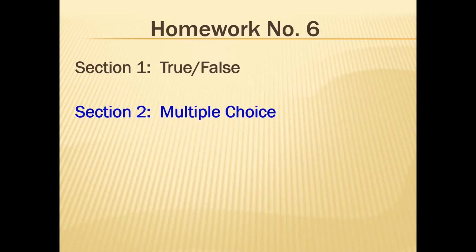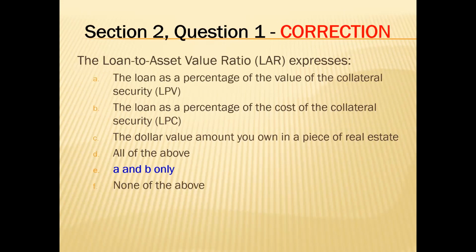So moving on to section 2, I have an apology for at least 2 of you, because that was not a very well worded question, and so it created some confusion. How that question should have been written was: loan to asset value ratio, or LAR, expresses. I apologize for that. Those who had that marked wrong, I've gone back and given you credit, because that was not your fault, that was my fault.